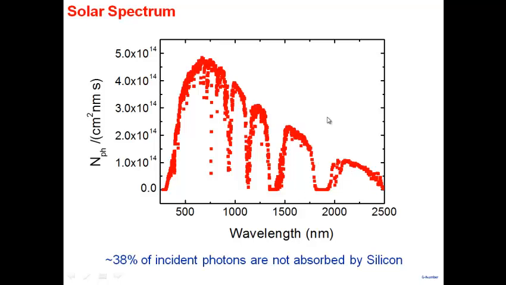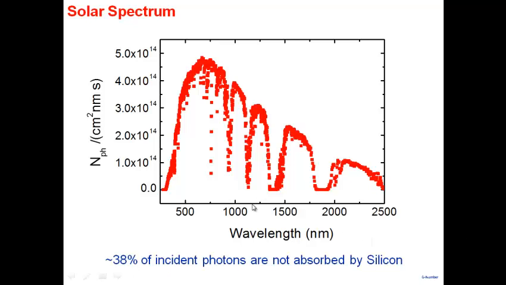That's the one problem. Okay, so which translates into roughly 38% of the incident photons are not going to be absorbed by silicon. All right, those are lost. Why are they lost? Because of the energy gap itself. The energy gap limits the wavelength that you are absorbing.